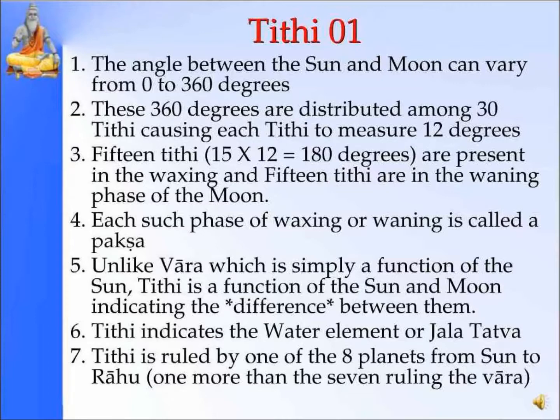And we have 15 Tithis on the waxing and 15 Tithis on the waning half. The 15 Tithis is 15 multiplied by 12, which is 180 degrees, the difference between the sun and the moon. And then the remaining 180 degrees is the waning half.